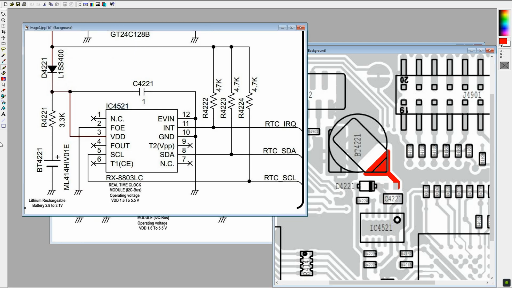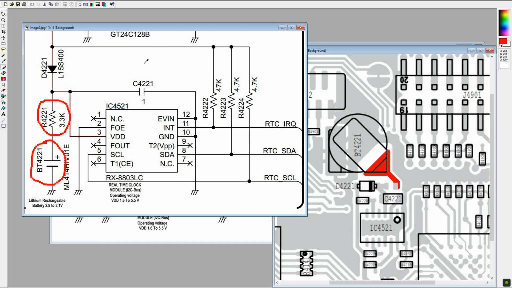So if we have a look at the circuit diagram, this is the resistor we need to remove. Again, this is the battery. So we're going to leave the battery in situ. We're not going to remove it at all. It can sit there for the rest of its life. But we're going to remove R4221, and it's a 3K3 resistor. Now, I believe the circuit diagram is wrong on this. It shows this rail being 13 volts, which it's not, it's 3.3.